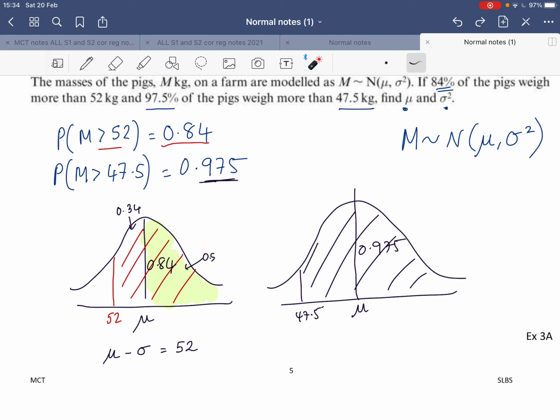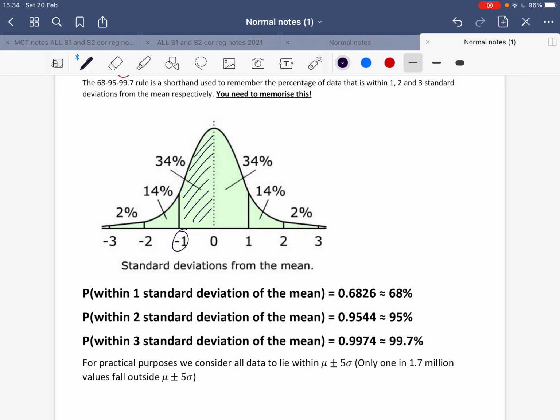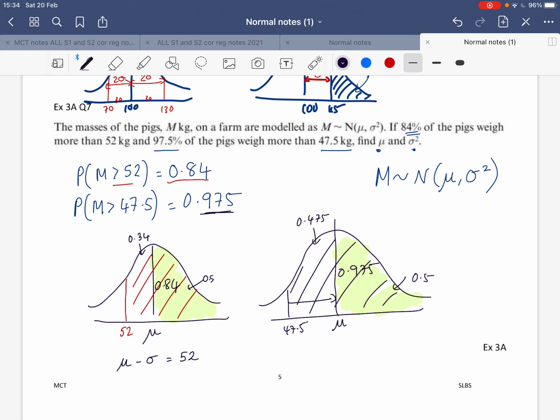Right, let's look at this one. So this bit up here, I'll colour it in again. That bit there again is 0.5, which means that this side of it is 0.475, which is half of 95%. So that's 2 standard deviations. So this distance here is 2 sigma. So mu minus 2 sigma is 47.5.